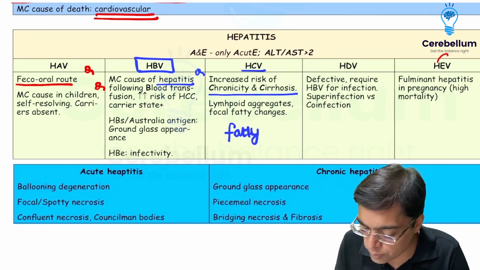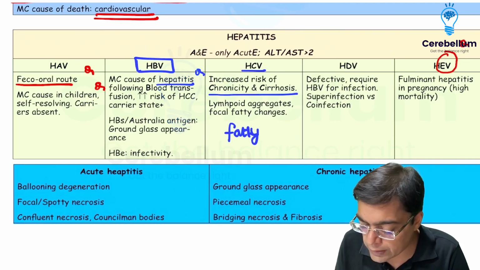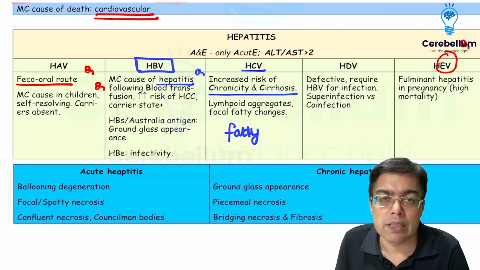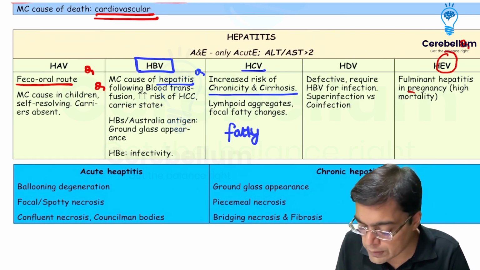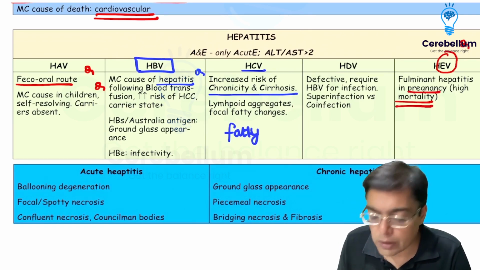Hepatitis E is what is going to be causing the trouble in case of expectant ladies, expecting mothers, and therefore it can result in a very fulminant or very aggressive kind of hepatitis, especially at the time of pregnancy, which can contribute to the development of mortality.